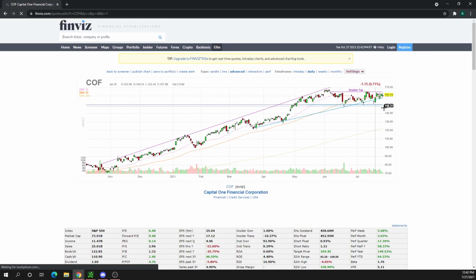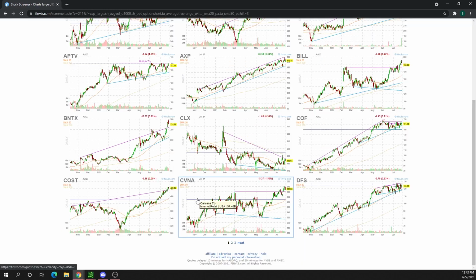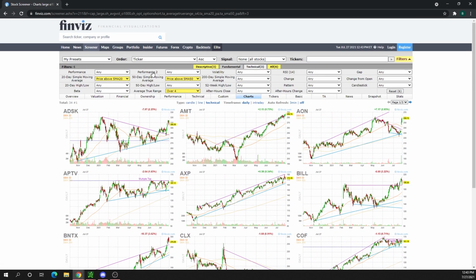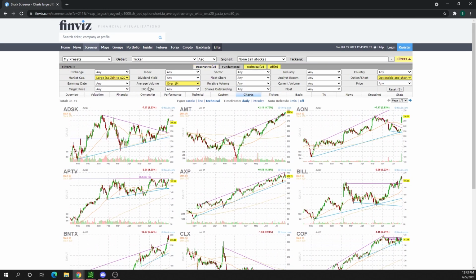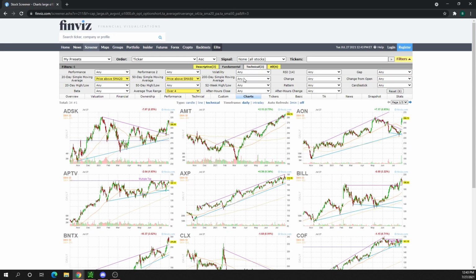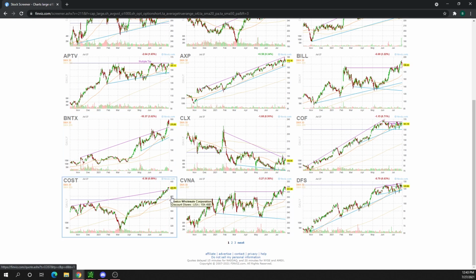And looking over here at COF, you can see COF is getting ready to break out at all-time highs. And again, like I said, you can change around some of these settings. So what I did is I changed the average volume to over 1 million. And then I went to the technicals tab and I moved the 200-day simple moving average to any. And now we have 3 pages of potential stocks that we could trade.